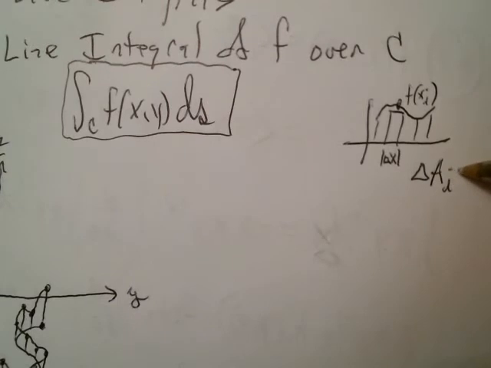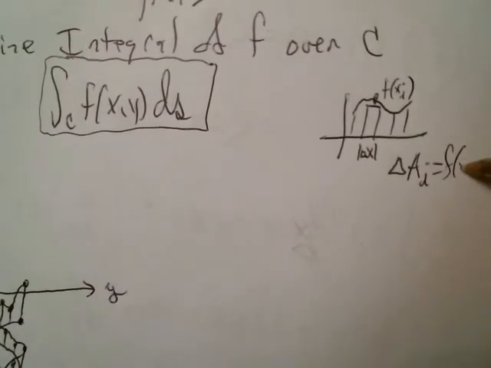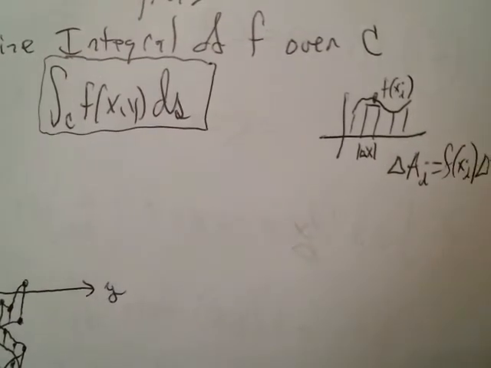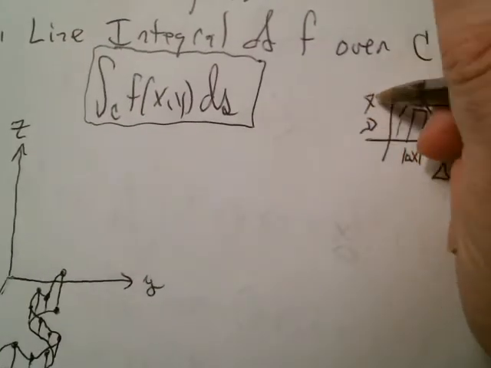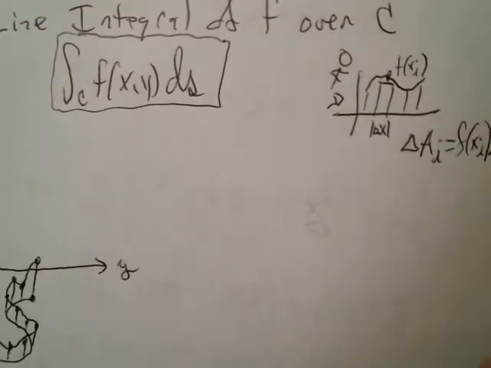Change in x sub i, right? So it would be f of x sub i times change in x sub i. And then the Riemann man would run across and kind of put those into a sum, and then we would smooth it out with a limit.